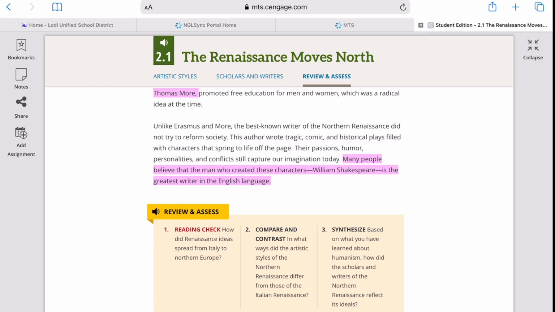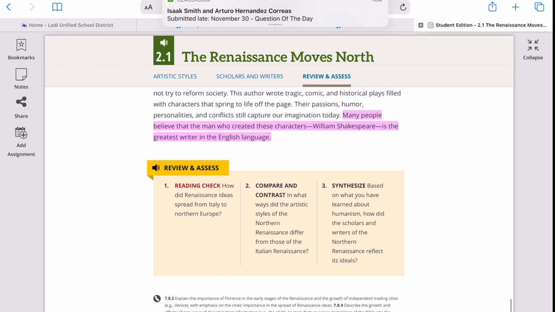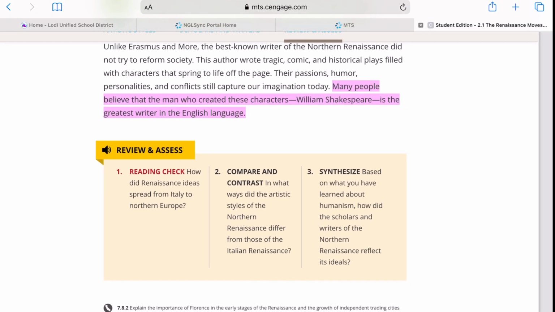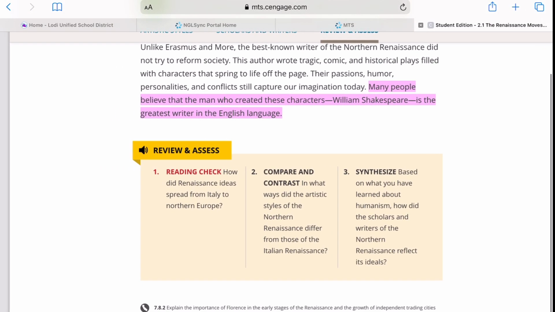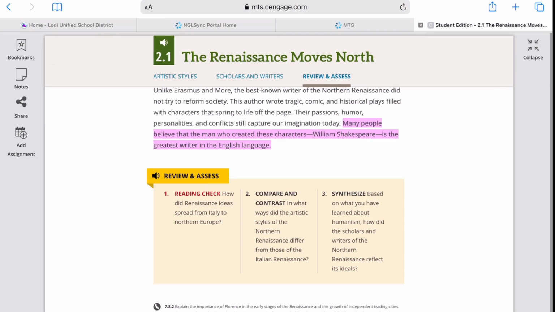Well, in my opinion, I think he is definitely one of the greatest writers ever. Most likely, you've seen movies or read books that are inspired by his way of thinking, his style, his art, etc. Now let's go to the review and assess questions.